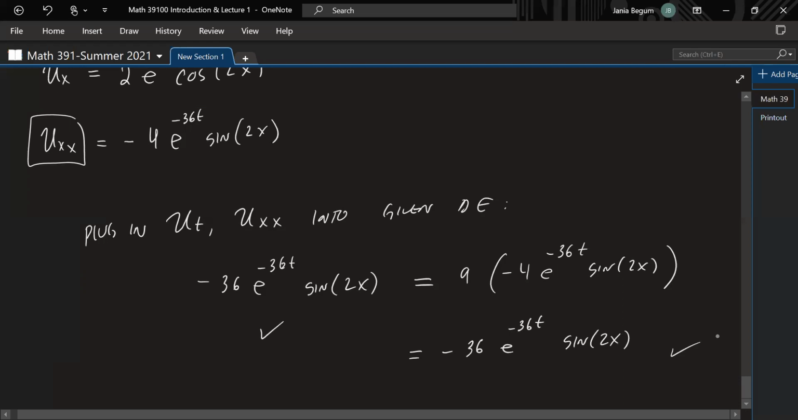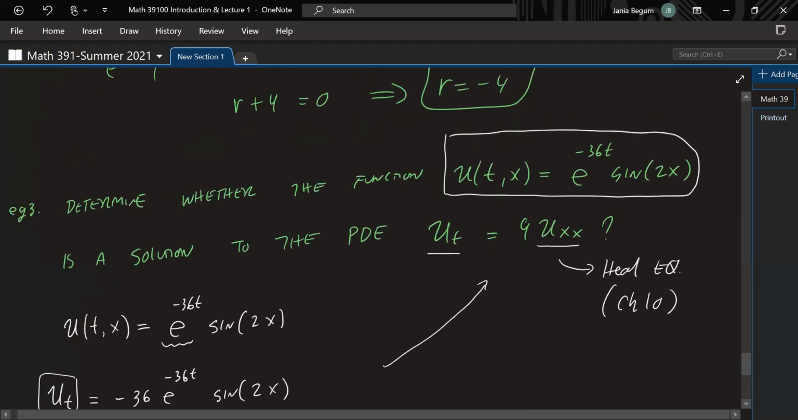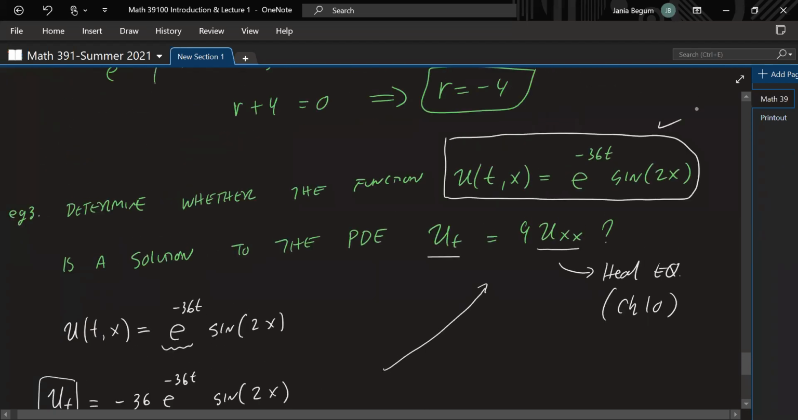Hence, this is a solution to the PDE we have here. Sometimes you'll be testing a partial differential equation, sometimes just an ordinary differential equation, but the idea is the same. You take the respective derivatives, plug everything in, do the algebraic work, and show that the statement is true on both sides. If it's not true, that means that function is not a solution to the differential equation. So that's the takeaway from this section. Any questions?